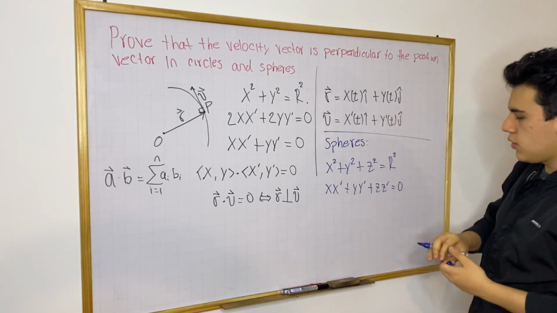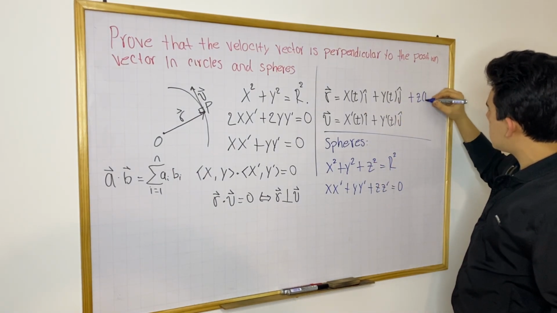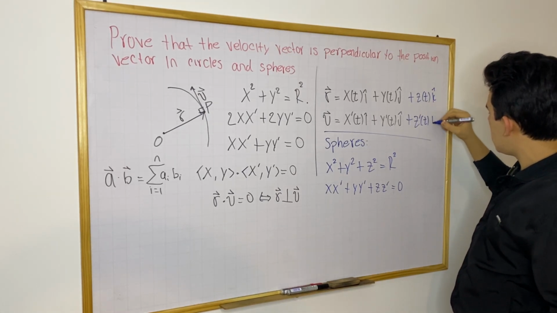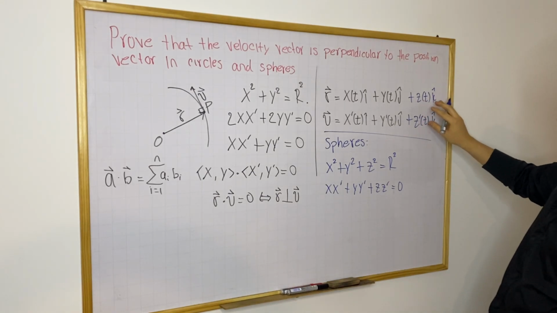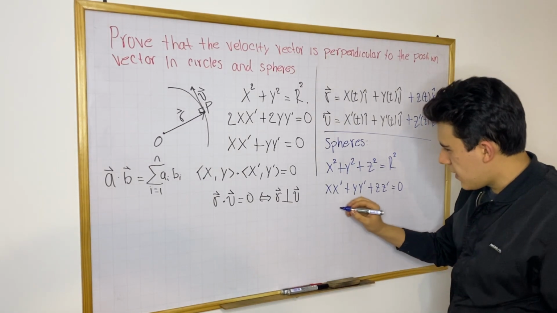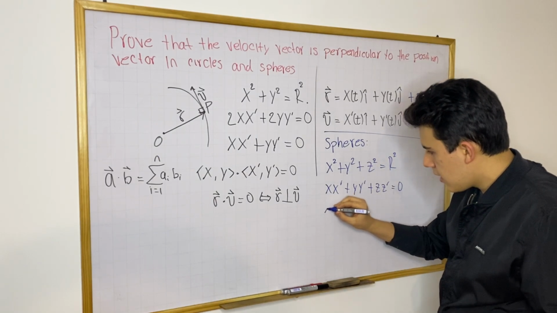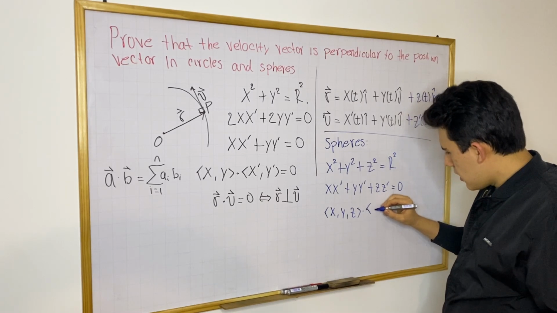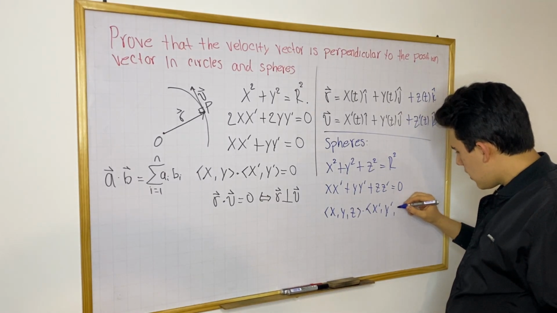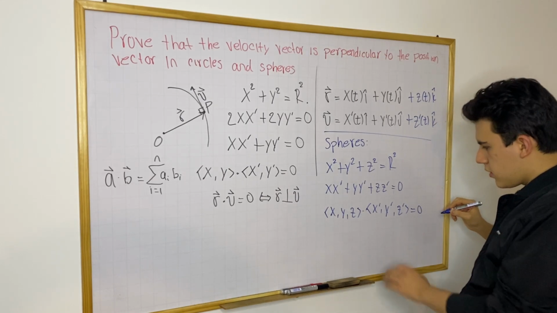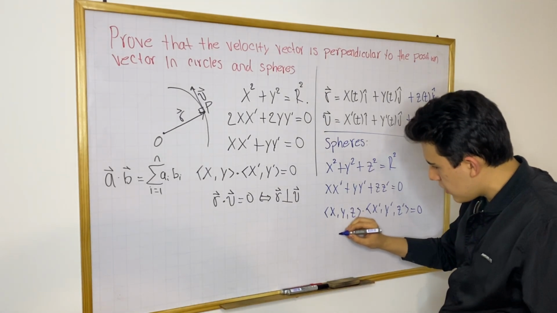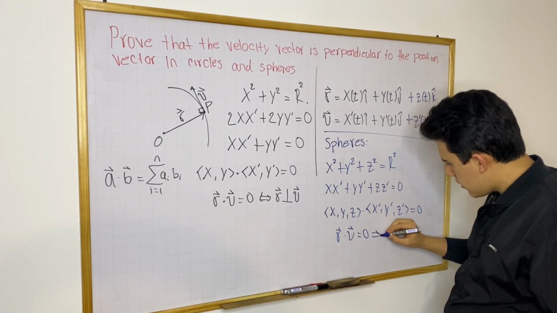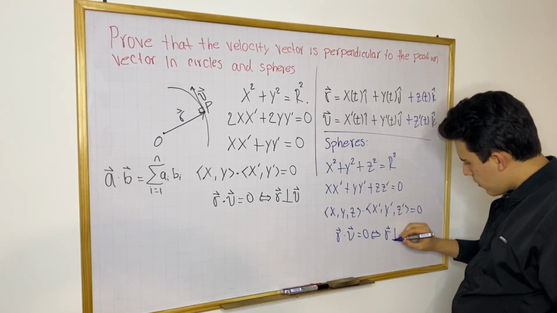have this form, but now you just simply have plus z of t k hat, and over here you have plus z prime of t k hat. This is just for the sphere portion. Then it would follow that this equation is exactly the same thing as just doing the dot product of x, y, z with x prime, y prime, and z prime, and this equals 0. And this means that, of course, this would just be the same as doing r dot v equals 0, which means that r is perpendicular to v.